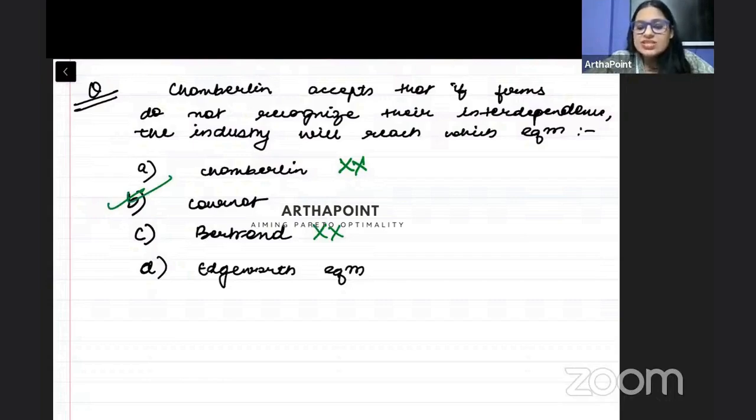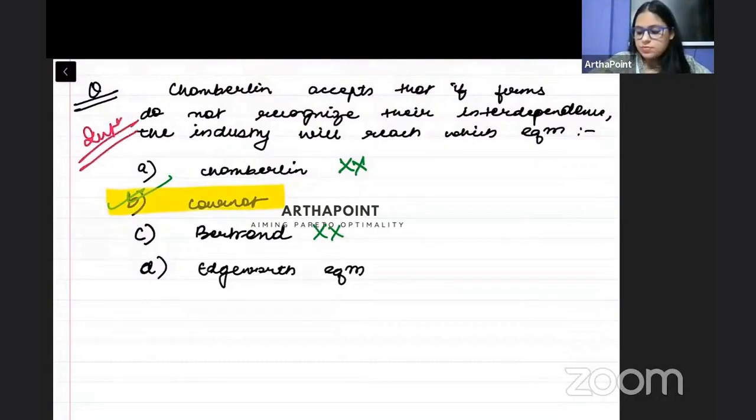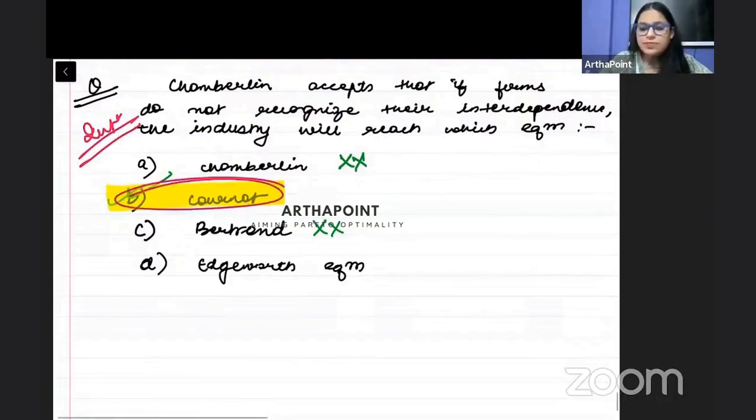Right? So he said that if firms do not recognize their interdependence, अगर firms एक दूसरे के interdependence को recognize नहीं कर पाएंगे, अगर वो नहीं देख पाएंगे that they are interrelated with each other, तो वो कूर्नों की तरह act करना start कर देंगे. So the correct answer to this question is B. Please make a note of it. Important question everyone. Please इसके बारे में note down कर लो. हाँ, answer will be B.